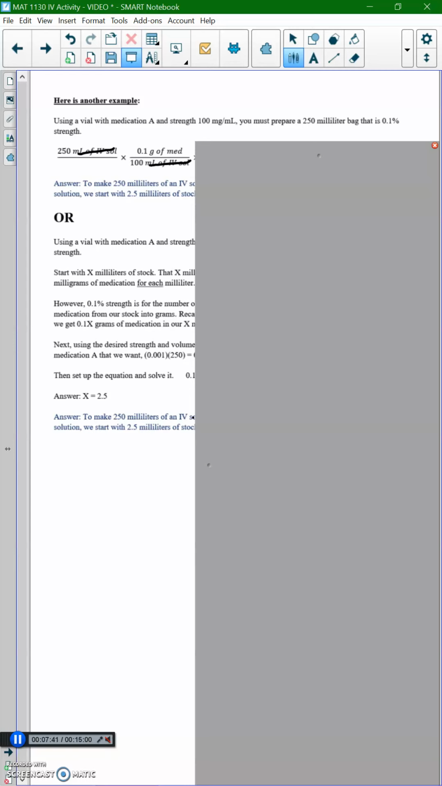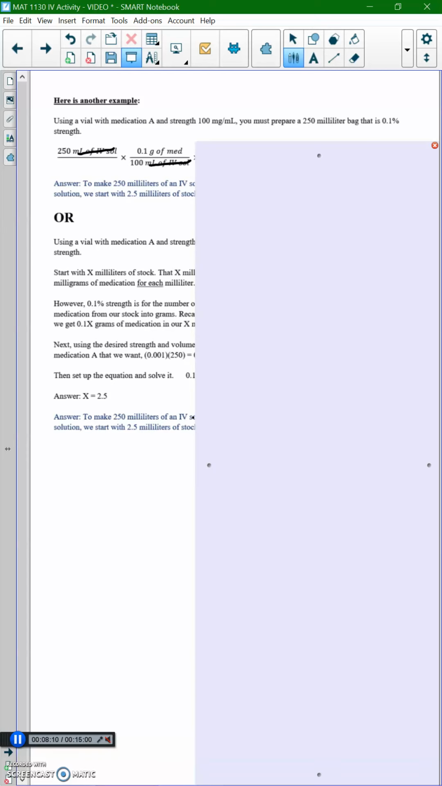Now, in this example, we run into a second problem in that our stock solution is not dosed in grams. If we look back, our vial that our stock solution, medication A, is in, is dosed in milligrams per milliliter. Well, right now we're in grams. So we need to go ahead and convert our grams of medication to milligrams of medication. So we'll use our conversion factor for grams and milligrams here.